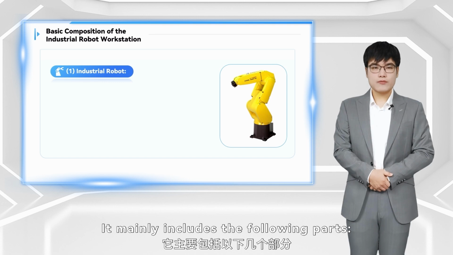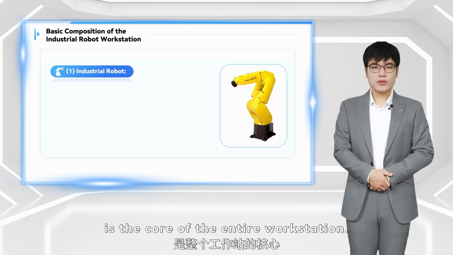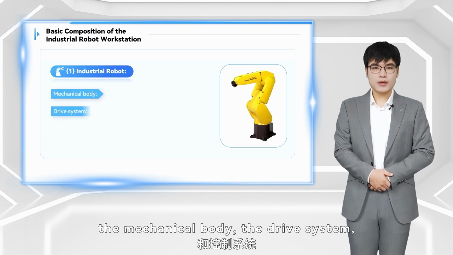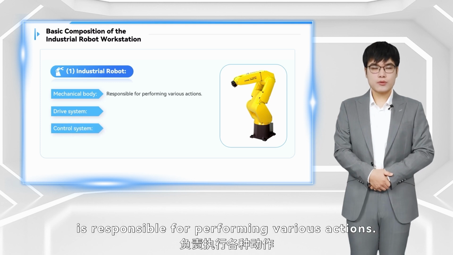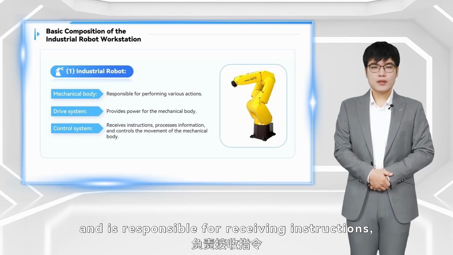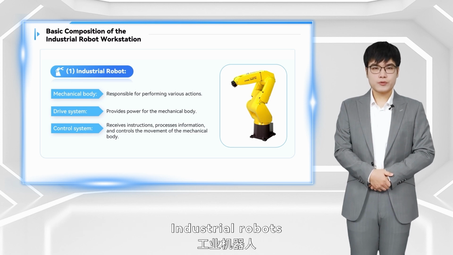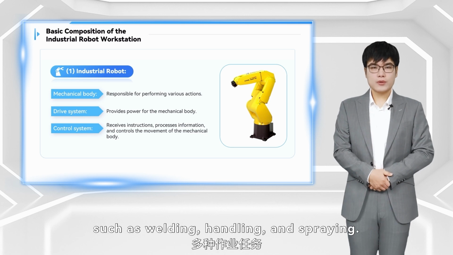It mainly includes the following parts. 1. Industrial robot. The industrial robot is the core of the entire workstation. It usually consists of three main parts: the mechanical body, the drive system, and the control system. The mechanical body is responsible for performing various actions. The drive system provides power for the mechanical body. The control system is the brain of the robot and is responsible for receiving instructions, processing information, and controlling the movement of the mechanical body. Industrial robots can complete various operational tasks such as welding, handling, and spraying.